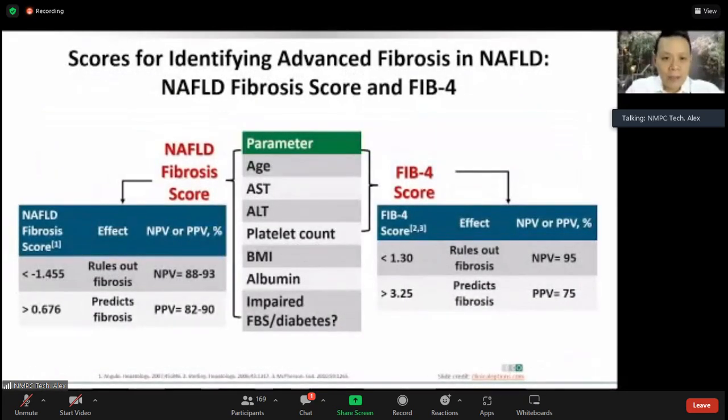Now, this is the bedside scoring system that you can actually do in your patients with fatty liver disease. And the most frequently used are the FIB-4 score and the NAFLD fibrosis score. Why is it easy to use? You can see here that for the FIB-4 score, you just need the age, ALT, AST, and platelet count.